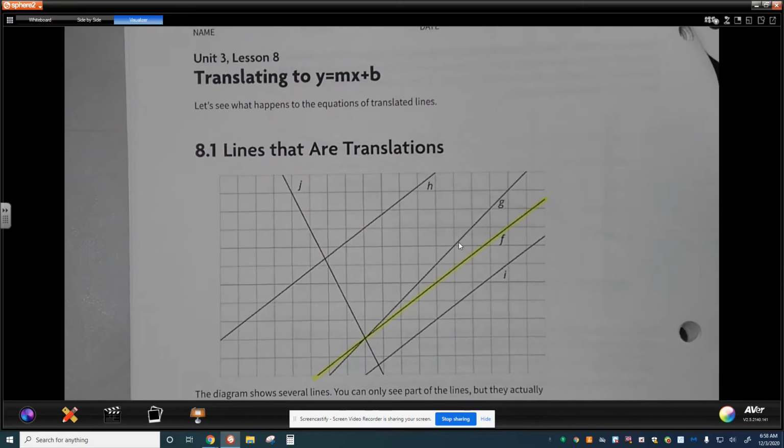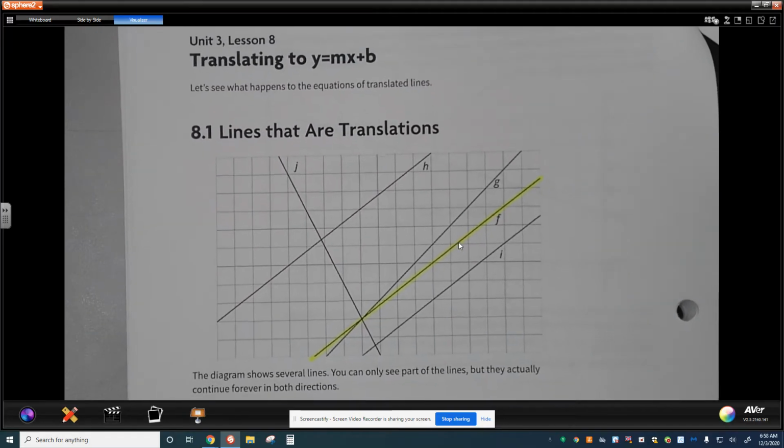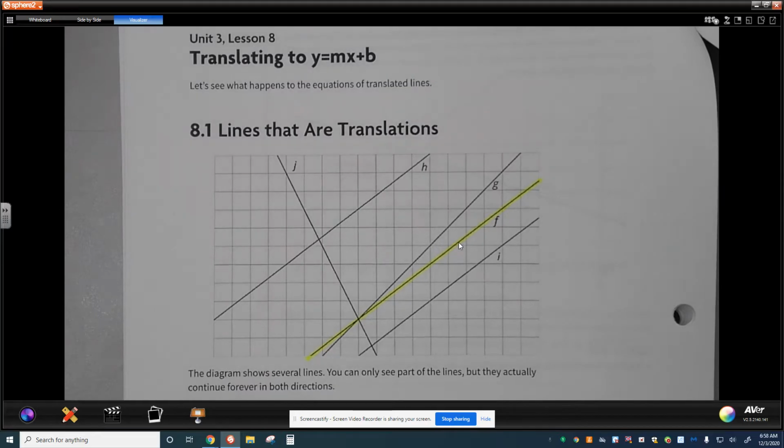In this diagram, you see several lines. You see only part of the lines, but they're actually continuing on forever in both directions. So these lines, at some point, they may cross other lines. They may not. It all depends on some things that we've been talking about. So let's think about this for a minute. Which lines are images of line F under a translation?